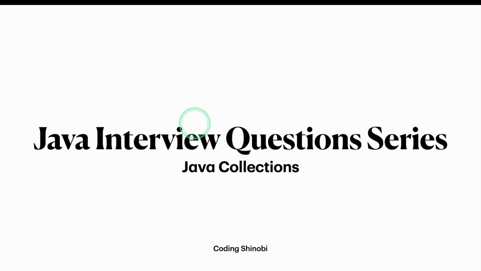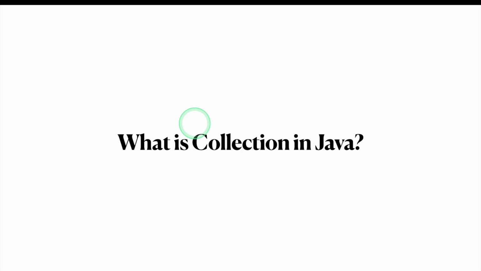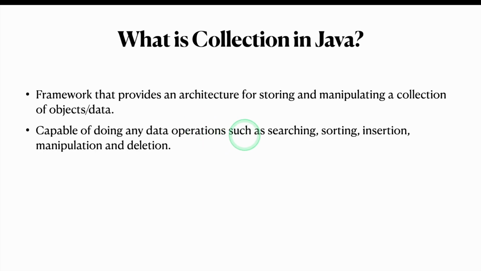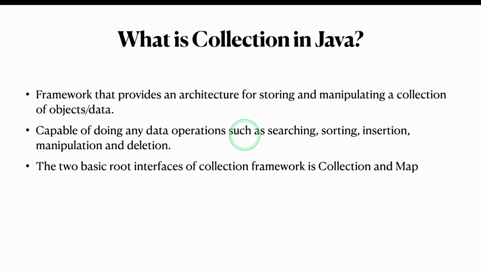Hey guys, so we are going to see about Java collections and the most important interview questions related to collections in Java. We will start with a basic question: what is collection in Java? Collection is nothing but a framework provided by Java which provides an architecture for storing and manipulation of a collection of objects or data, capable of doing any data operations such as searching, sorting, insertion, manipulation, and delete. And there are two basic root interfaces of the collection framework, which are the collection interface and the map interface. Map has a totally different hierarchy, different from collection.